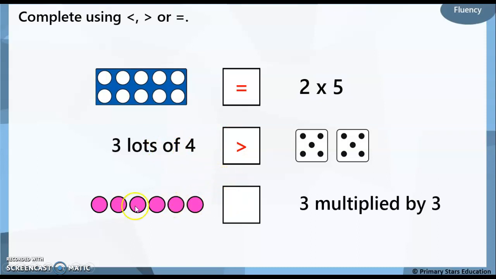Here we have 1, 2, 3, 4, 5, 6. That's one group of 6. Or you could use it as 2 groups of 3, just to help you break down that representation there. And here we have 3 multiplied by 3, 3 times 3, 3, 6, 9. This is the largest number, so the crocodile is going to eat this number here.